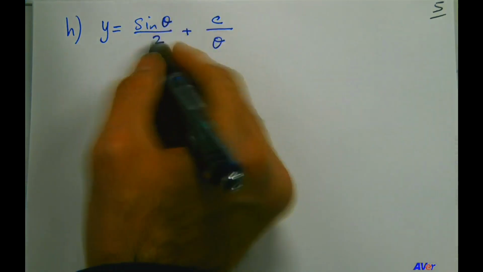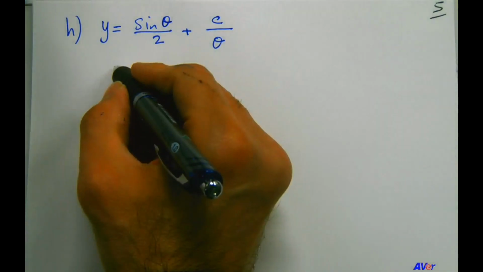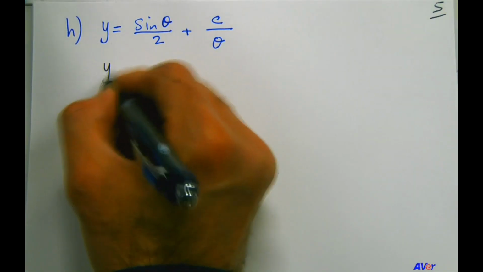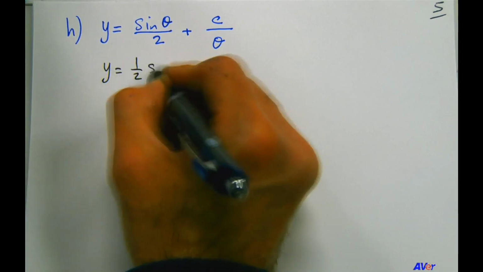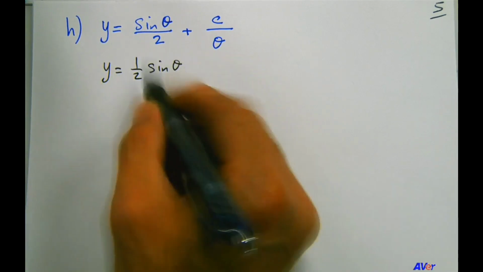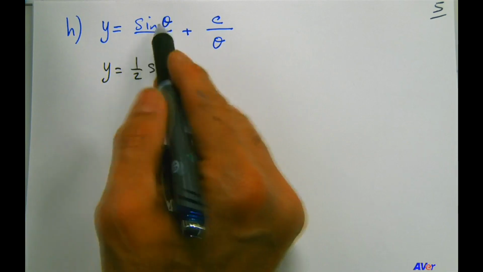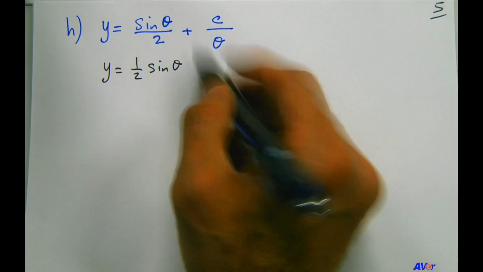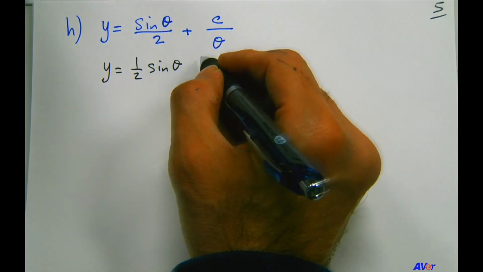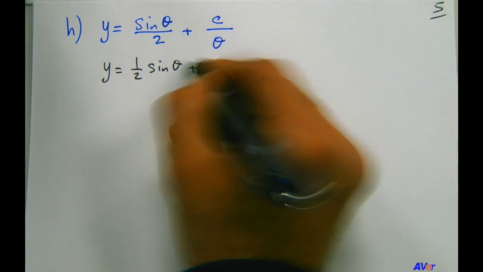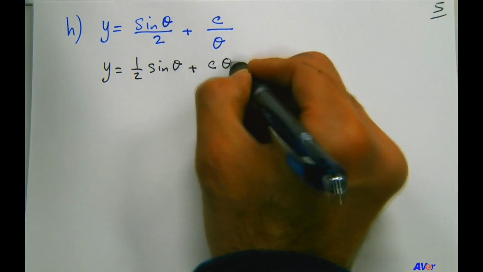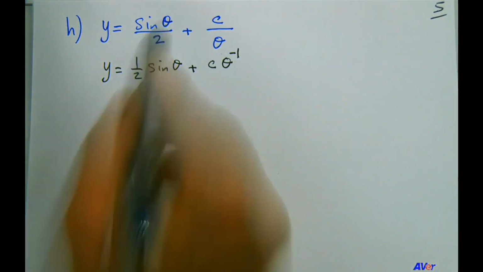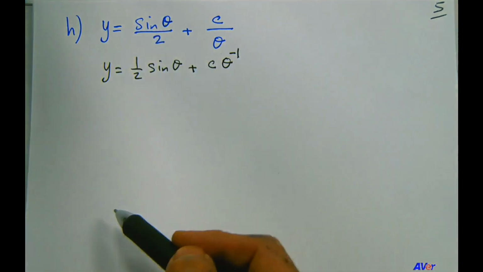So let's rewrite this so it's easier to take the derivative of. So we have y equals 1/2 sine theta. Of course, we're going to take the derivative of this with respect to theta, right? Theta is the variable there. Plus c times theta to the minus 1 power. Okay, theta is our variable there.